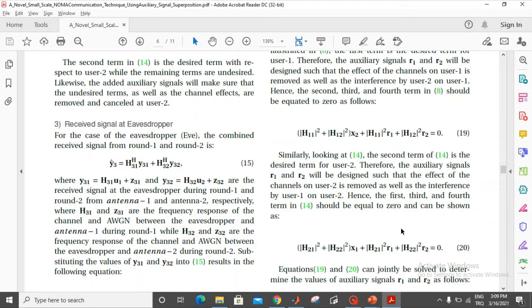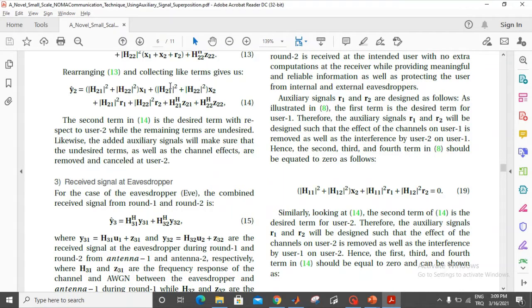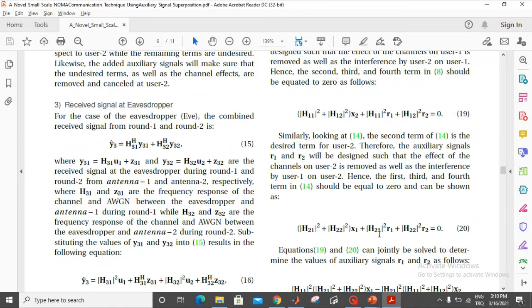Looking at user 2, the total received signal at user 2, we see that the second term is the desired term at user 2. Therefore, we model R2. We have to design R1 and R2, or auxiliary signals, such that they completely eliminate the interference from the signal intended for user 1, which is X1, as well as remove the channel interference. And therefore we set the first term plus the other terms except the second term to be equal to 0, and this is what we did here.